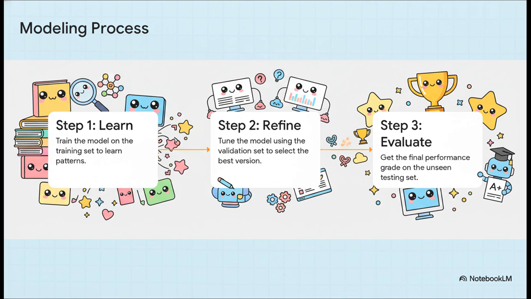Step 1. Learn the patterns. We let the model study the training set until it can't study anymore. Step 2. Refine the strategy. We use the validation set to tune our approach and pick the best version of our model. And finally, Step 3. Get the final grade. We unleash our finished model on the testing set to get its final official score.